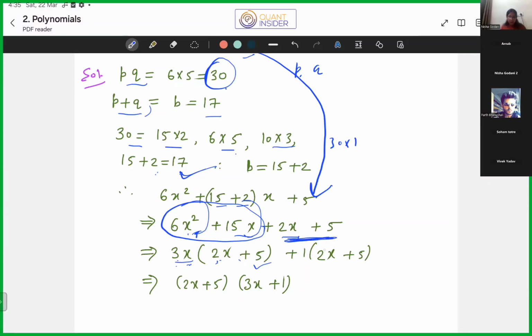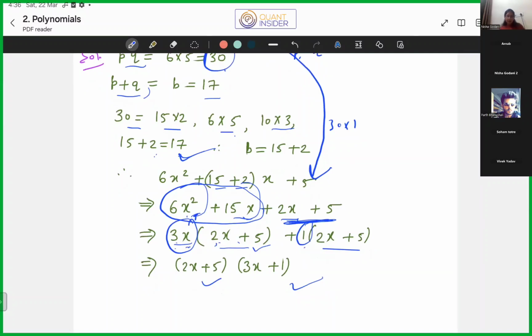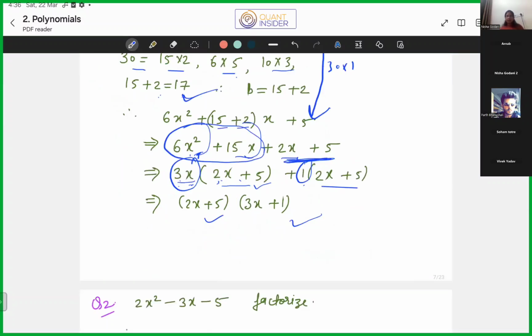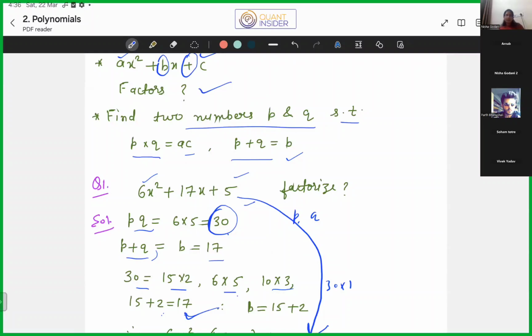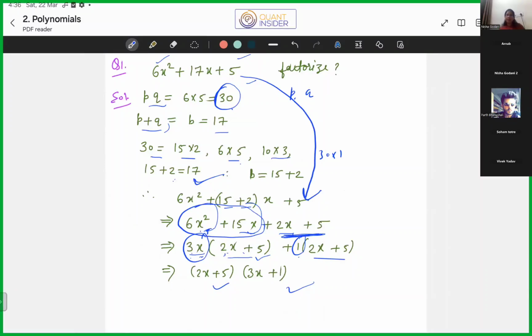Now you can see both brackets are the same, 2x plus 5, so you can take this 2x plus 5 as common. What is left? 3x is left from the first term and 1 from the second. So you have 3x plus 1 in another bracket. So these are the factors by using this method. Is this example clear to everyone? If any doubt, any query, please let me know. Okay, great.